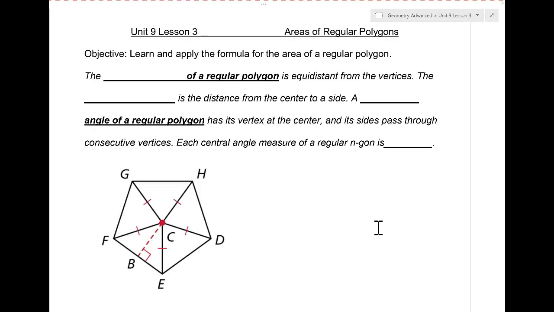Guys, what's the definition for a regular polygon? What is a regular polygon? What makes a regular polygon? If you don't know, this is going to hurt you on your standardized test. Oh, wait, on this test. Okay, guys, what's a regular polygon? Yes, ma'am.